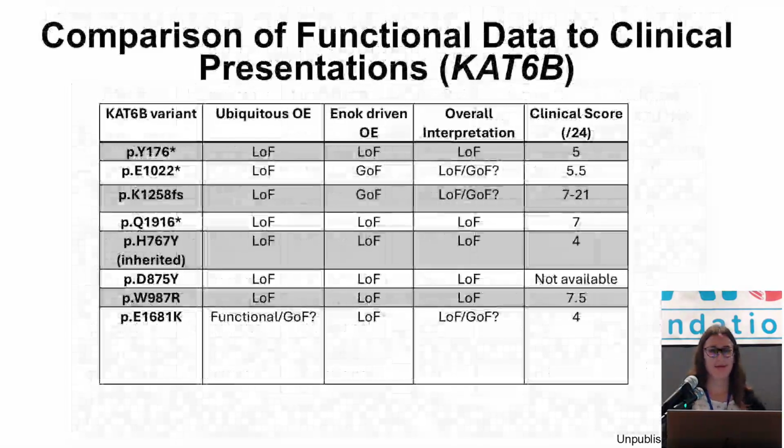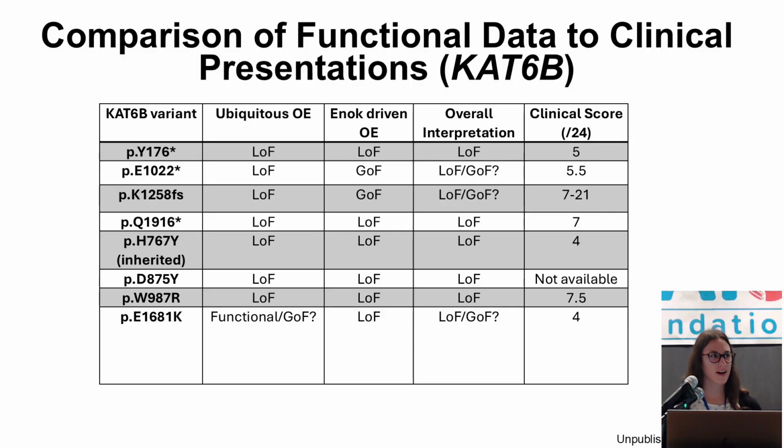And then just concluding our result for the KAT6A, we see that truncations and missense are acting as loss of function. However, we do see that each of these variants could be acting as gain of function.